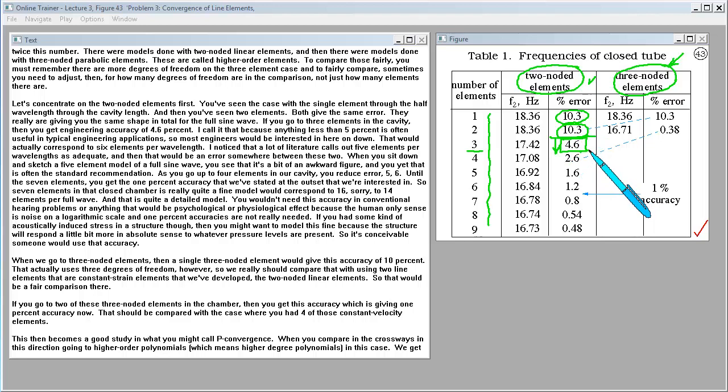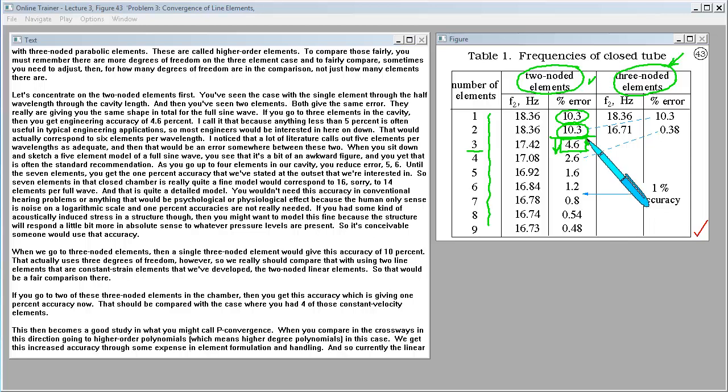That would actually correspond to 6 elements per wavelength. I noticed that a lot of literature calls out 5 elements per wavelength as adequate, and then that would be an error somewhere between these two. When you sit down and sketch a 5-element model of a full sine wave, you see that it's a bit of an awkward figure, and yet that is often the standard recommendation. As you go up to 4 elements in our cavity, you reduce the error, 5, 6, until with 7 elements you get the 1% accuracy that we've stated at the outset that we're interested in.